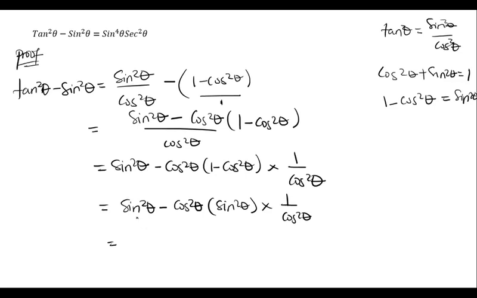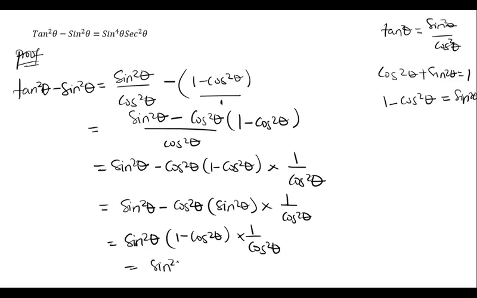Now we have over here, we can see that we have sine squared theta common over here. So we factor out sine squared theta. Then we will have 1 minus cos squared theta. So if we expand this, we have sine squared theta times 1 will give us sine squared theta minus sine squared theta times cos squared theta will give us cos squared theta sine squared theta, multiplied by 1 over cos squared theta.